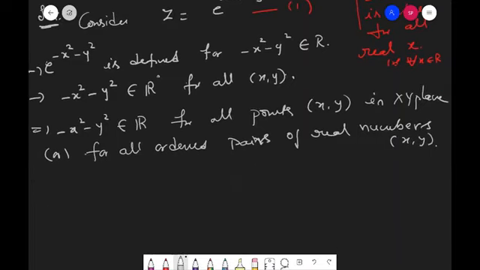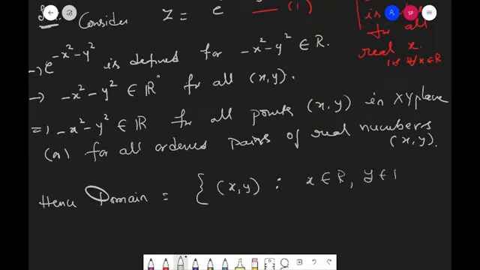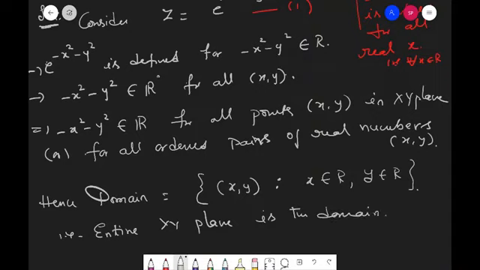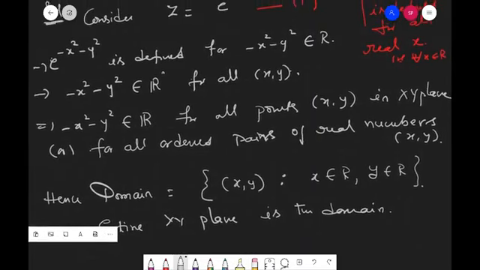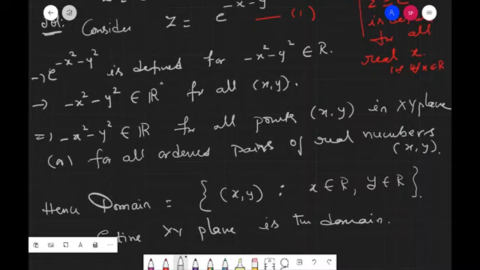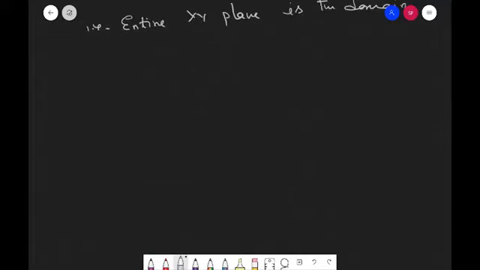Therefore, what is the domain? Hence, the domain is equal to the set containing x comma y such that x belong to R, y belong to R. All the entire xy plane is the domain, right? So that means finding domain means for what values of xy it is defined. Now let us look at another problem. Next example.